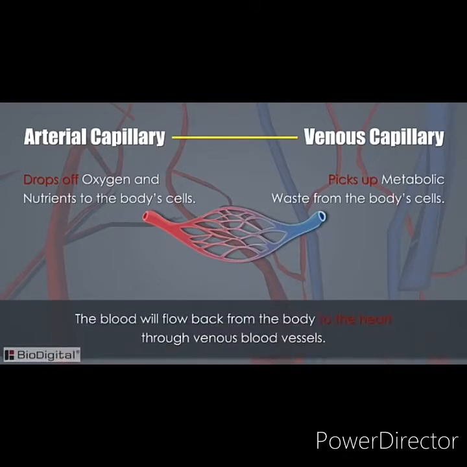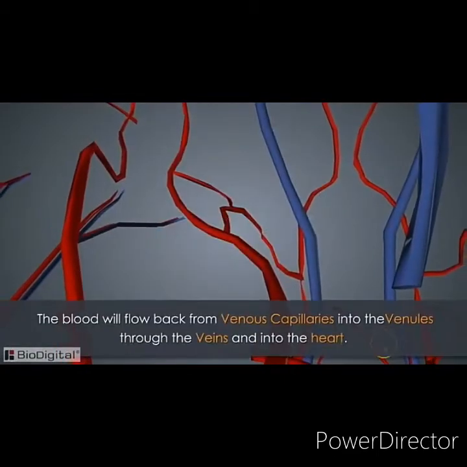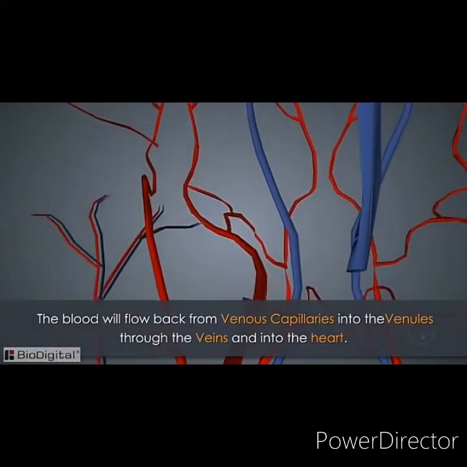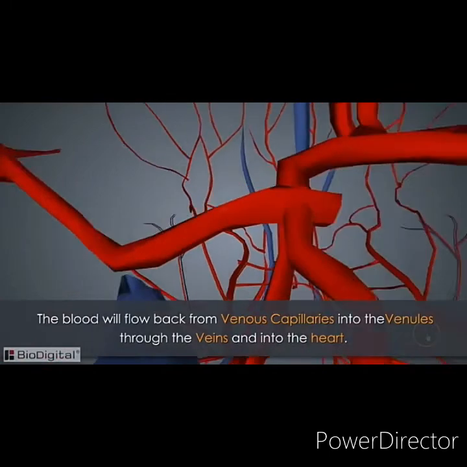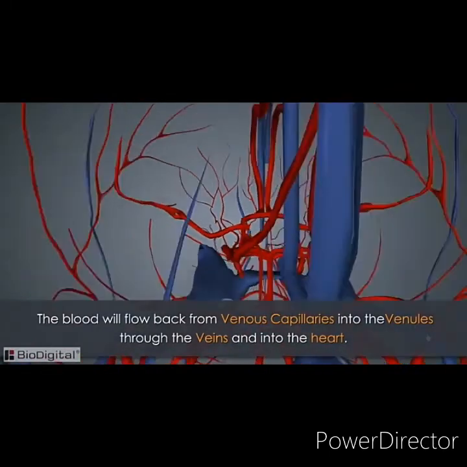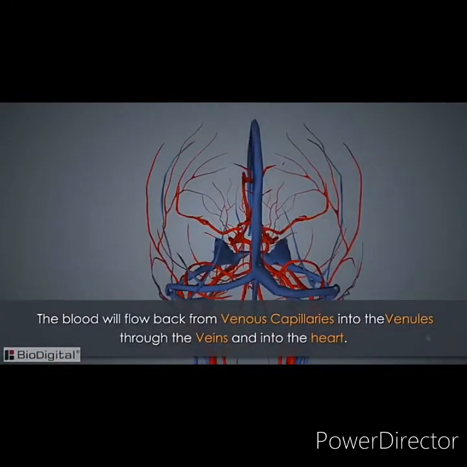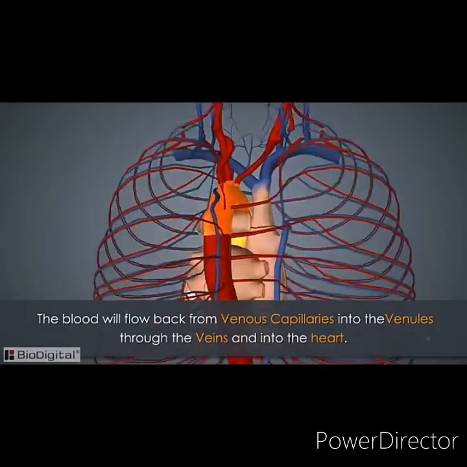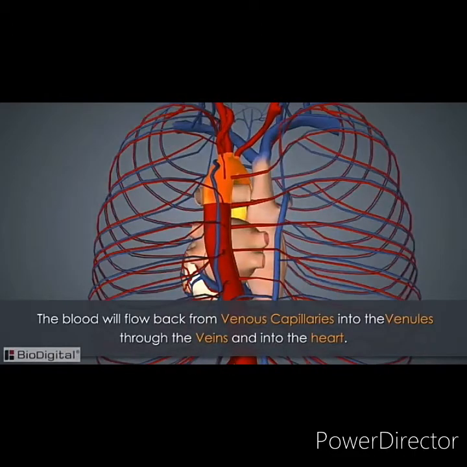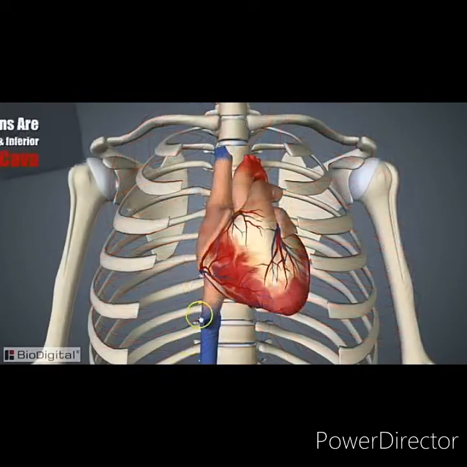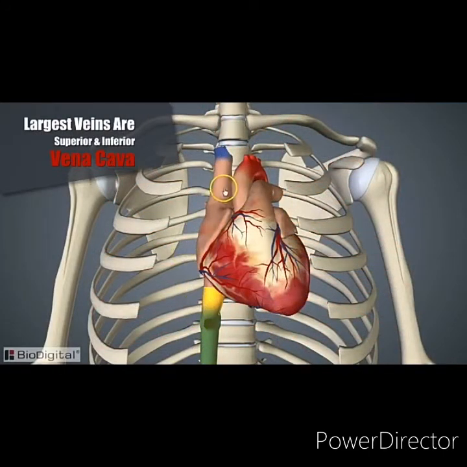The blood will flow back from the body to the heart through venous blood vessels. The blood will flow back from venous capillaries into the venules, through the veins and into the heart. The largest veins are the superior and inferior vena cava. See here, superior vena cava.